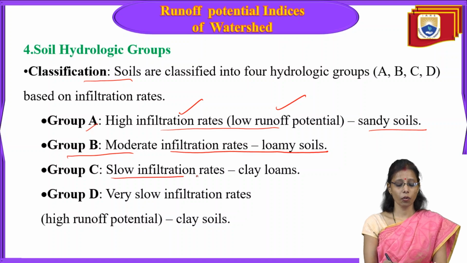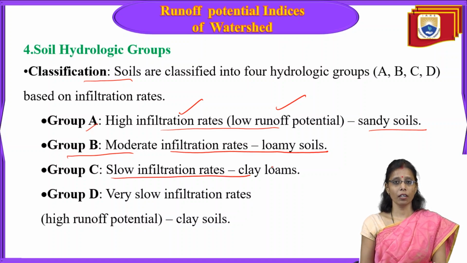Now group C, slow infiltration rates. Clay loams have very slow infiltration rates. Wherever you find clay loams, you have very little infiltration. If you pour water on clay soil, it doesn't have the infiltration capacity and is not able to absorb the water. So the runoff is always more in that condition, and there is very little chance of holding the water.